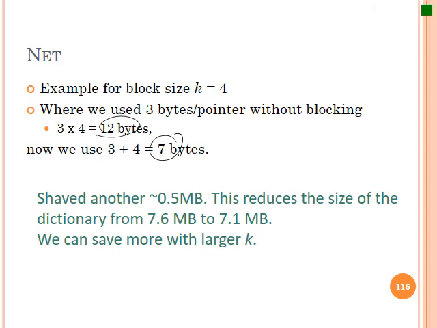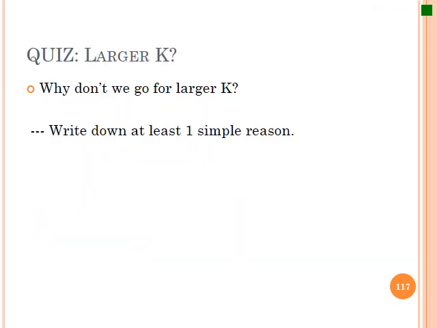Of course you can save more with larger k. But if you have larger k, that will also mean that your search time is longer, because whatever is inside your block, you have to search linearly. Actually I've told you the reason already. This one asks why we don't want to go for a larger k, but actually there are other reasons, right?